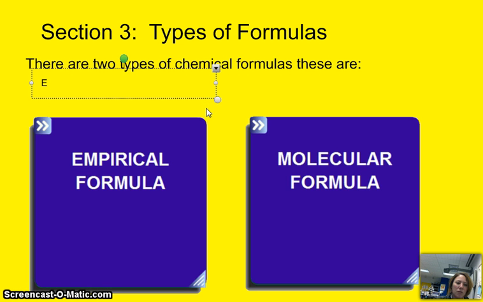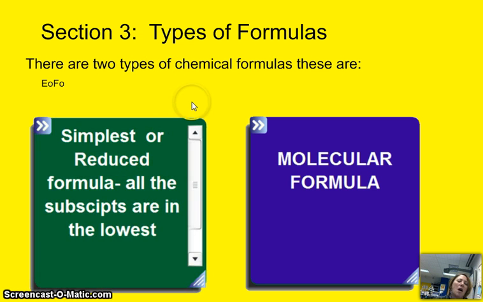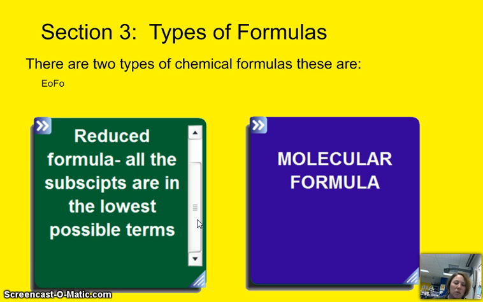So empirical formula, I abbreviate EOFO. That's the empirical formula. And what the empirical formula is, is the reduced formula. All the subscripts are in their lowest terms. So under empirical formula, I'd like you to write the definition. It's the simplest or reduced formula. All the subscripts are in the lowest possible terms. That's your empirical formula. Some examples of empirical formulas, there's many, but like H2O, for example.